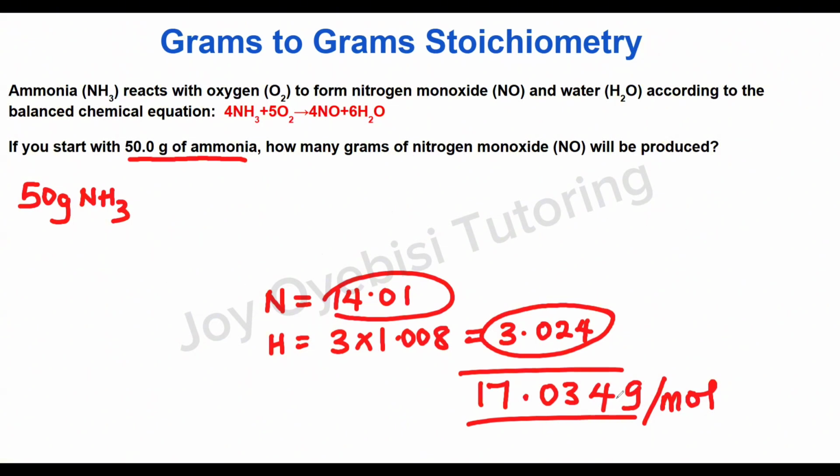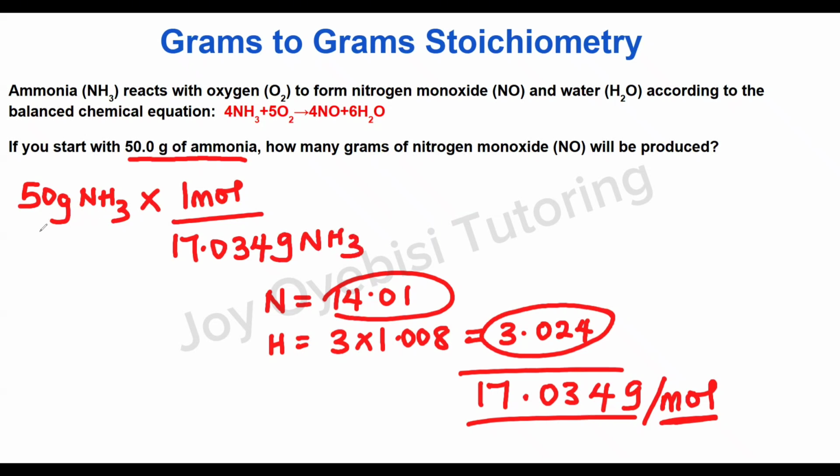So I want the moles multiplied by the 1 mole, this mole here, okay? Multiply by that, divide by the grams, 17.034 grams ammonia. The reason we do this is so that these two can easily cancel out and you now have the moles of ammonia.